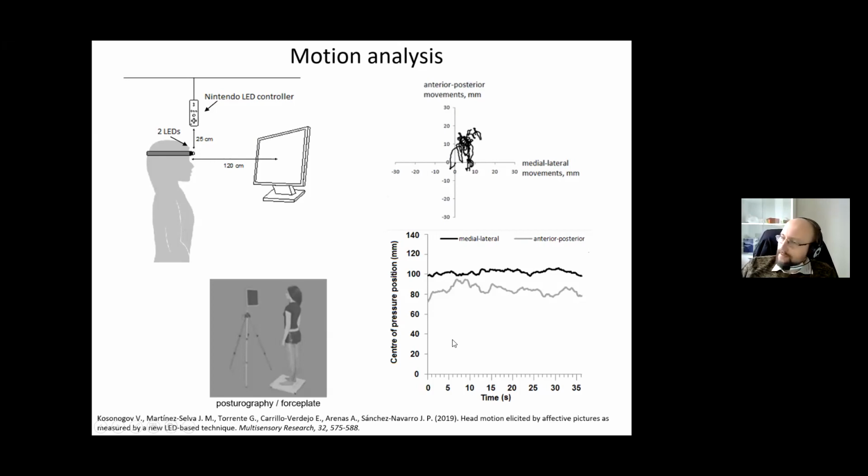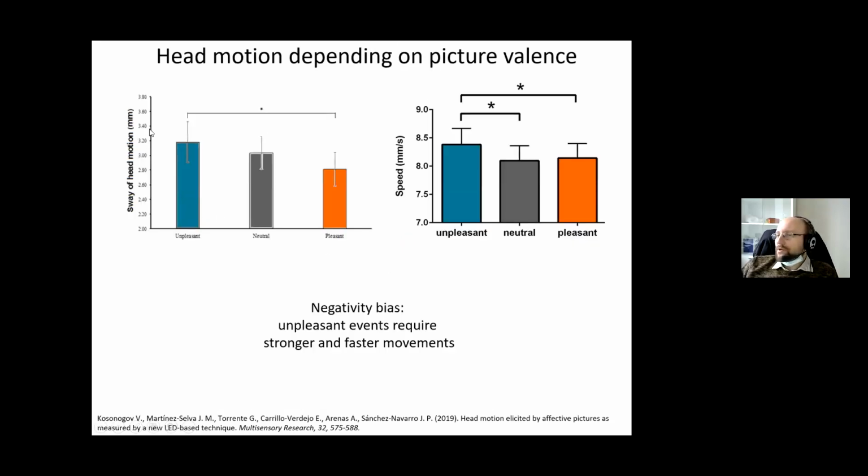So we incline forward or back more than in the medial-lateral axis. And we also showed that unpleasant pictures provoke a greater sway, and the speed of this sway is greater. So the interpretation is more or less the same: unpleasant pictures require stronger and faster movement, something like they prepare us to fight or flee. Sorry, to flee or fight. It's the typical proverb from evolutionary scientists.